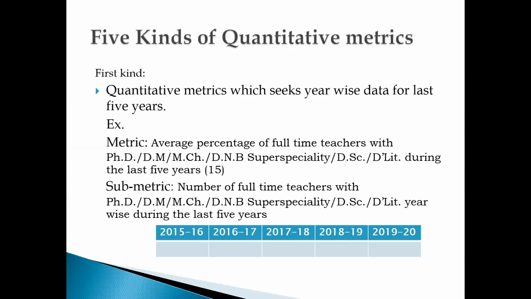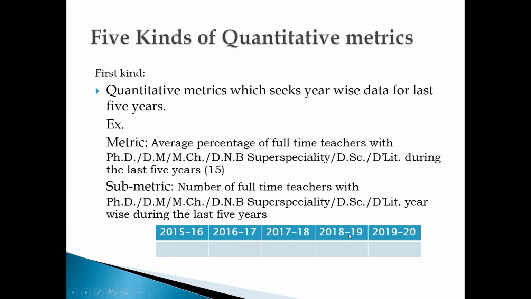So for your better understanding, what sort of quantitative metrics are we asking? The first basic type is where we ask you for data year-wise for the last 5 years. An example I have kept here is average number of teachers with PhD, DM, MCh, DNB, super specialty. And if you see, I have kept an example of 5 years: 15-16, 16-17, 17-18, 18-19, 19-20.